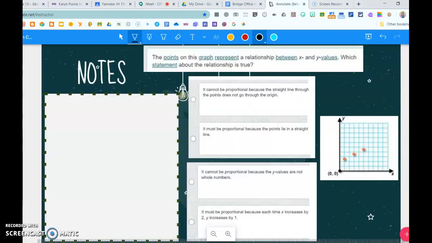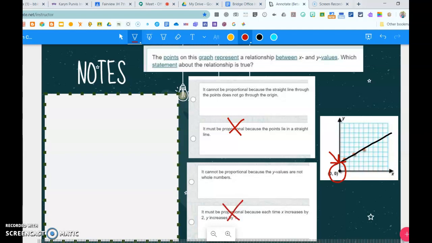The points on this graph represent a relationship between x and y values. Which statement about the relationship is true? Okay, so let's look at this graph. They didn't really give us a lot of details, but you can kind of see the line. Sorry, it's not totally straight, but I did my best. Does it look to be proportional? No, because it does not go through the origin, which is 0, 0. It has a y-intercept right here where it crosses the y-axis, and that's a problem. So it's not proportional.